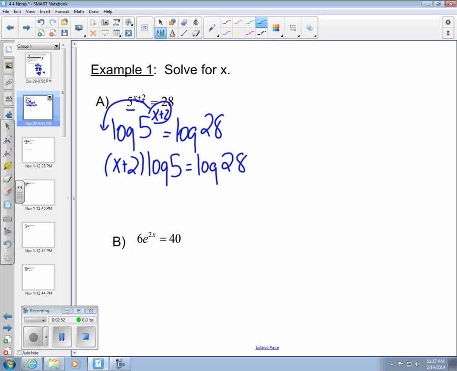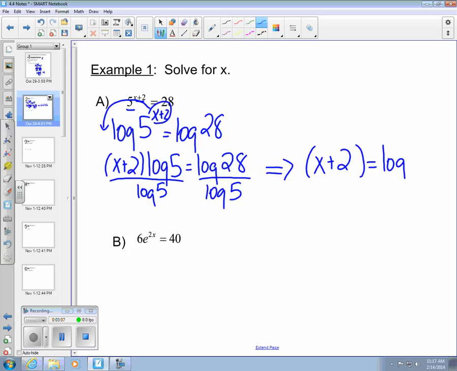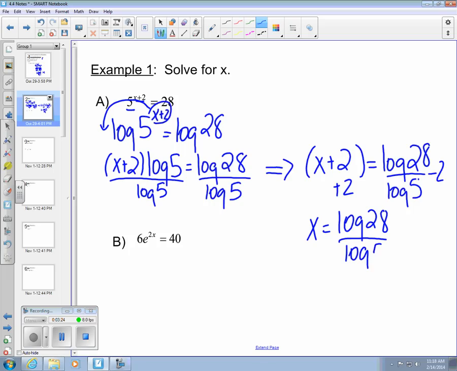From here, we'll divide this side by log base 10 of 5, and we'll divide this side as well. This gives us x plus 2 is equal to log base 10 of 28 all over log base 10 of 5. Then just to get that x alone, we'll subtract 2. So we have x equaling log of 28 all over log of 5 minus 2. If you plug this into your calculator, you're going to get around the answer of 0.0704.